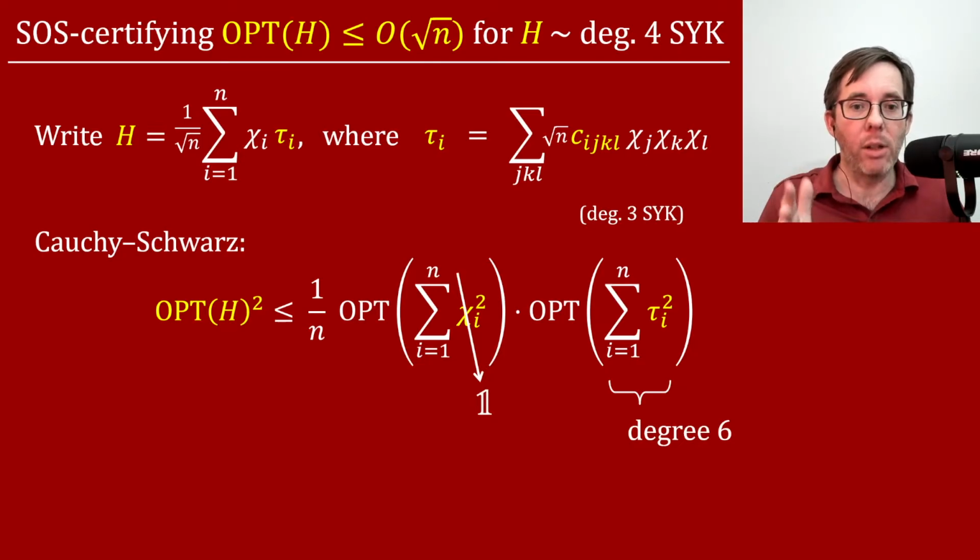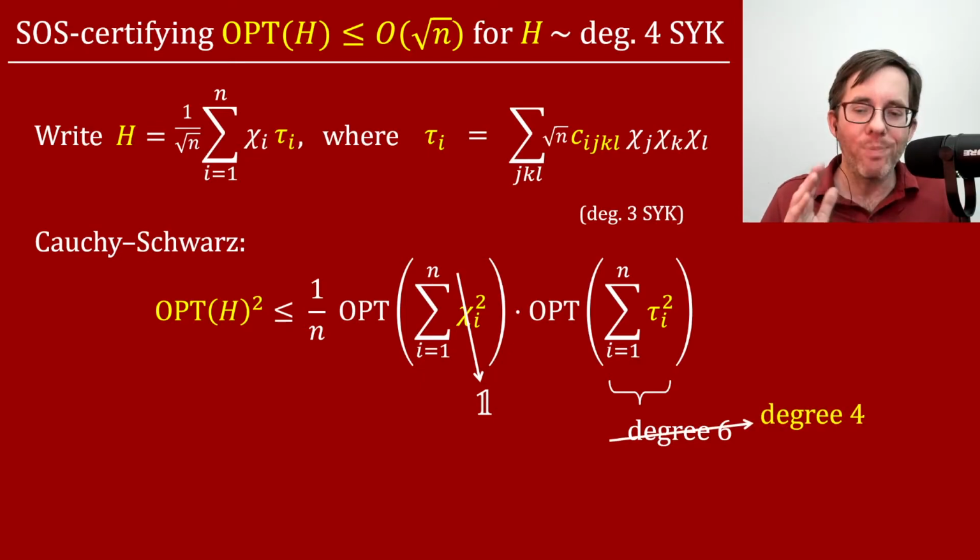But a slight miracle happens when you expand everything out and collect terms using the anti-commutation rule as much as possible. The degree 6 part of the sum of tau i squared actually cancels out. Now, it's not really a miracle. There's a good reason for this, and it's not hard to predict or infer that this is going to happen once you've played around with this anti-commutation stuff for a bit.